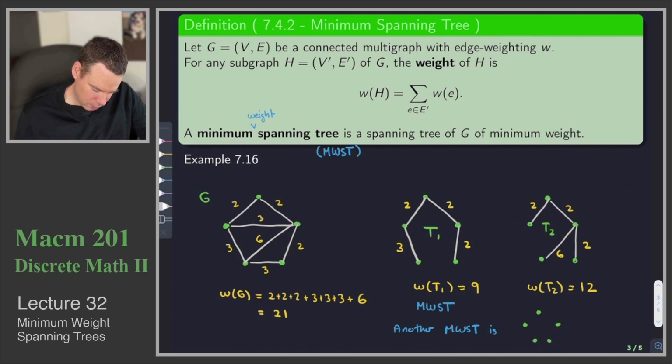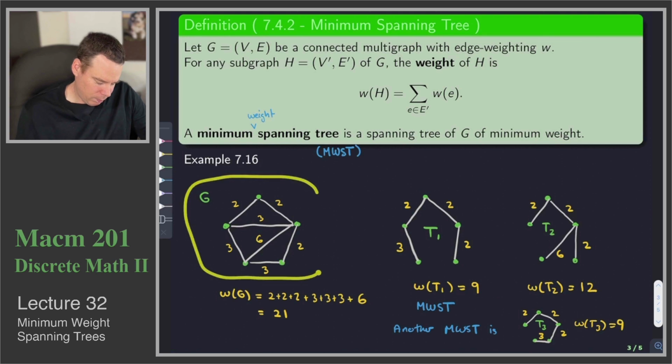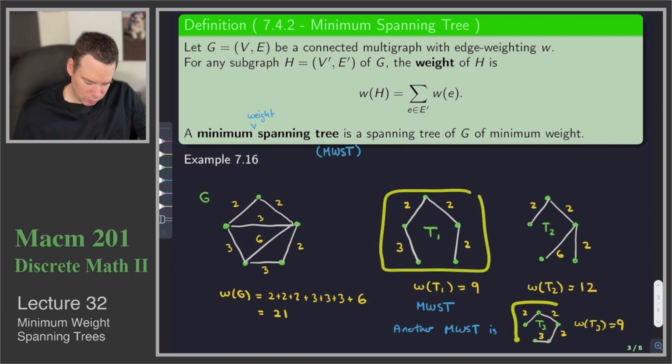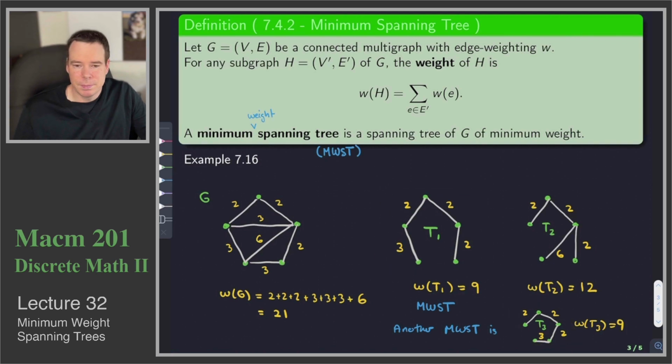So if we took this edge, and this edge, so we took all of those 2's, and we also took this edge down here, which is a 3. So this tree, which we'll call T sub 3, the weight of it is also 9. So for this graph, we've got a couple of minimum weight spanning trees. Here's one, and here's another one. Both of them have weight 9.